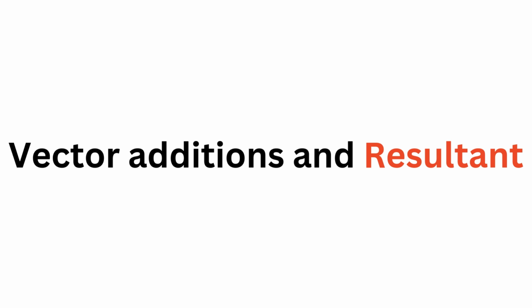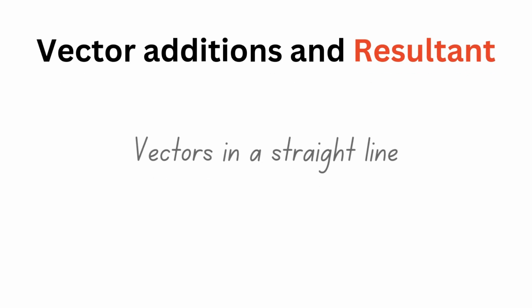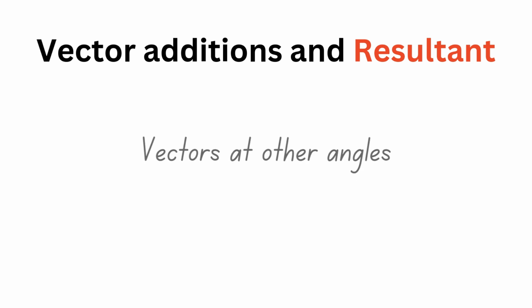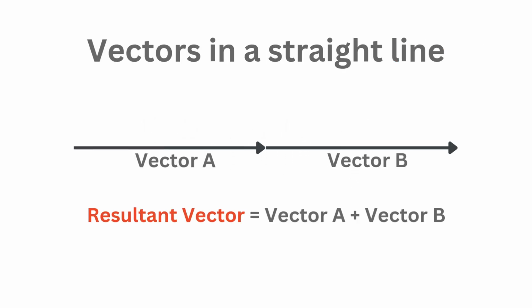Now, let's explore how we can add vectors together to find a resultant vector. There are different scenarios depending on the angles between the vectors. We'll look at 3 common cases: vectors in a straight line, vectors at a right angle, and vectors at other angles. Next, let's look at 2 vectors that are in a straight line. If 2 vectors act on a point in a straight line, the resultant vector can be found through a graphical method and calculation. If both vectors point in the same direction, you simply add their magnitudes to get the resultant.